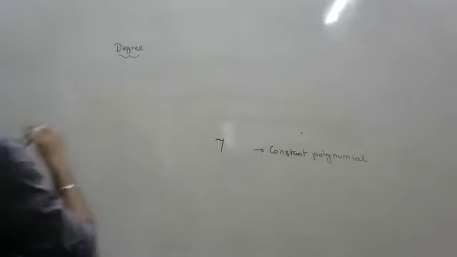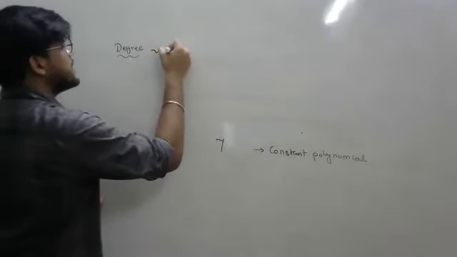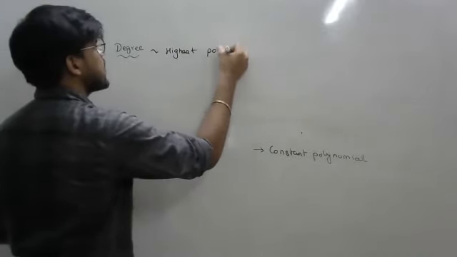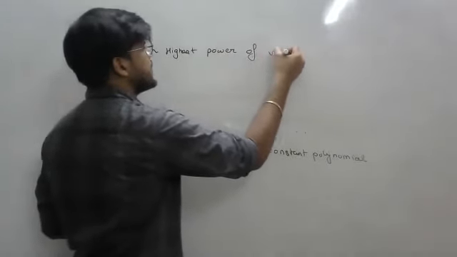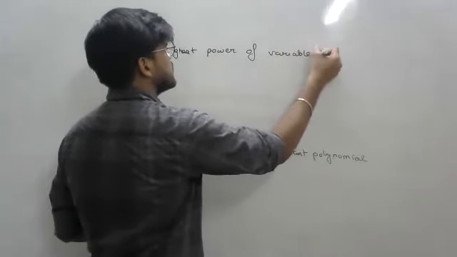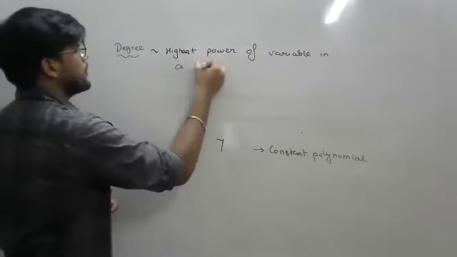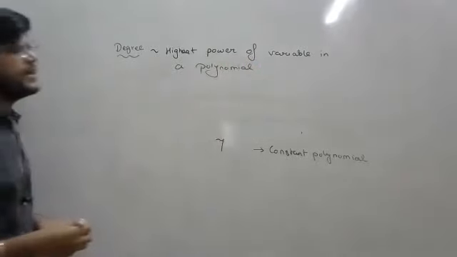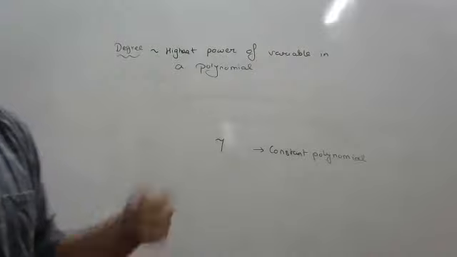What is degree? Highest power of variable in a polynomial. What do you mean by degree? It is the highest power of variable.